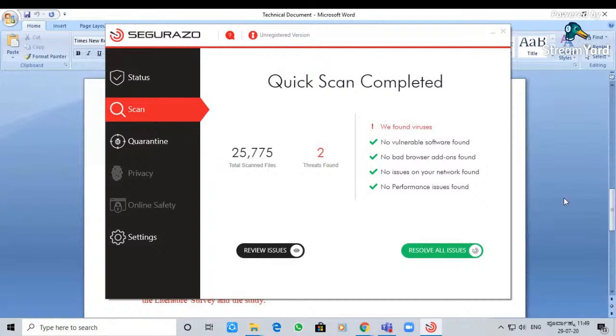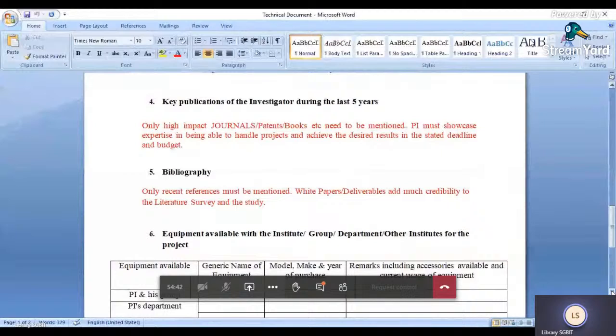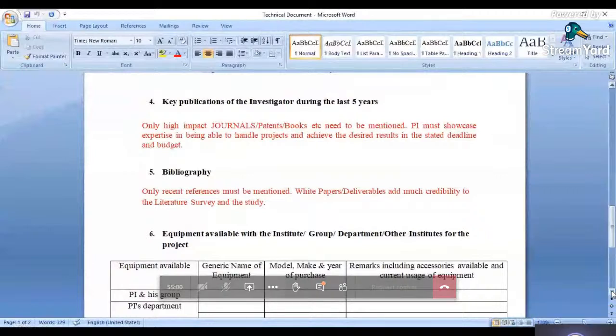Key publications in the last 5 years. Again, the publications have to be really high impact. They cannot be mediocre or less than that. It has to be high impact journals, any books, any patents, and so on. Bibliography, very important. In my experience, please do not go below 2 years from the current year. So in 2020, please do not cite anything which is 2016 or 17 or below. And for project proposals, white papers, and deliverables, as I mentioned yesterday also, these will really increase the credibility of your research proposal.